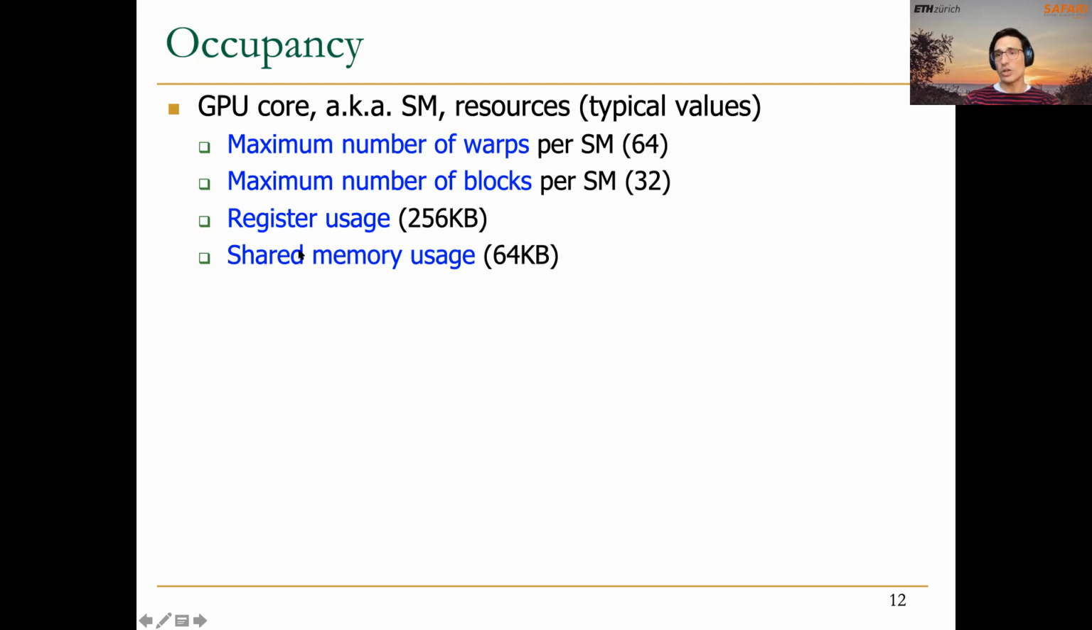The register usage: we have large register files, and these register files, as you know, are partitioned, and registers are assigned to the threads that run on the GPU core. These are pretty large, but in the end it is also not an infinite resource, same as the shared memory. And here you can see typical values in modern GPU architectures.